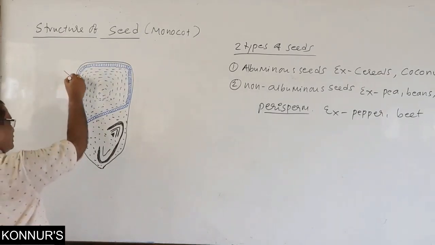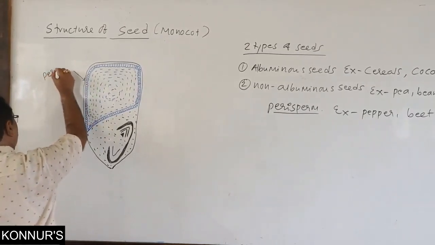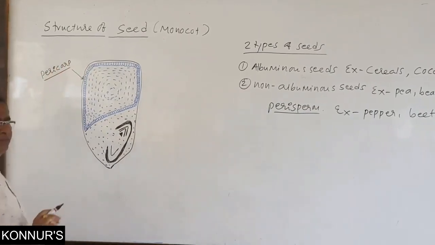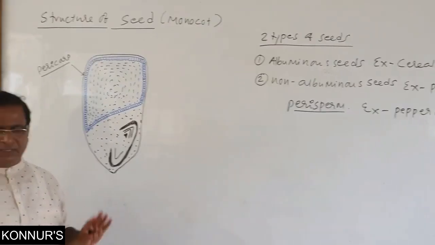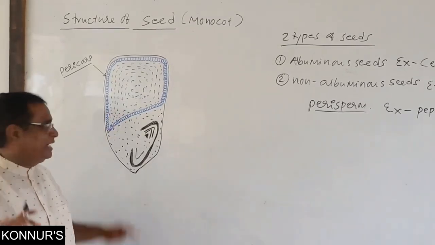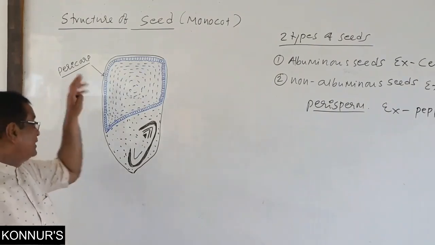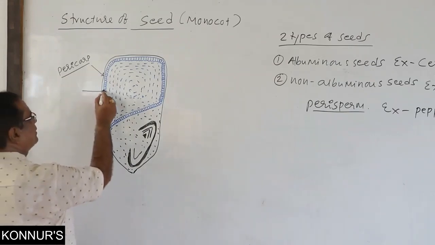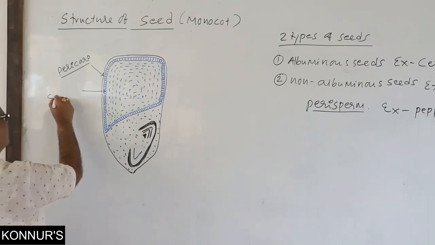So this outermost covering is named as pericarp. Pericarp is a covering of fruit. But this is a single seeded fruit. That's why even that fruit covering is also mentioned. Next to that is a hard and tough seed coat.